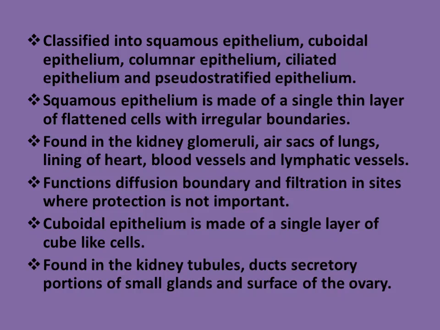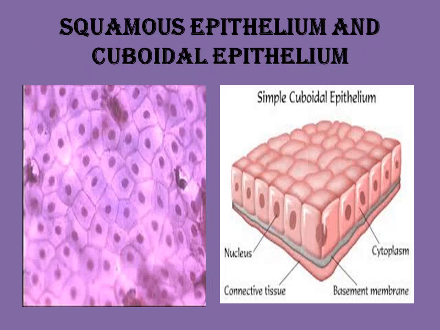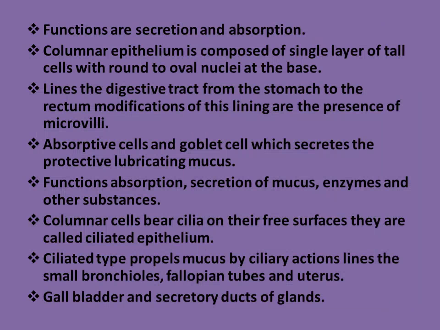Cuboidal epithelium is made up of a single layer of cube-like cells. It is found in kidney tubules, ducts, secretory small glands and the surface of the ovary. Here you can see the picture of both: squamous, flattened and pavement-like, tile-like; and cuboidal, cube-like. The functions are secretion and absorption. So generally the cuboidal epithelium function is secretion and absorption.